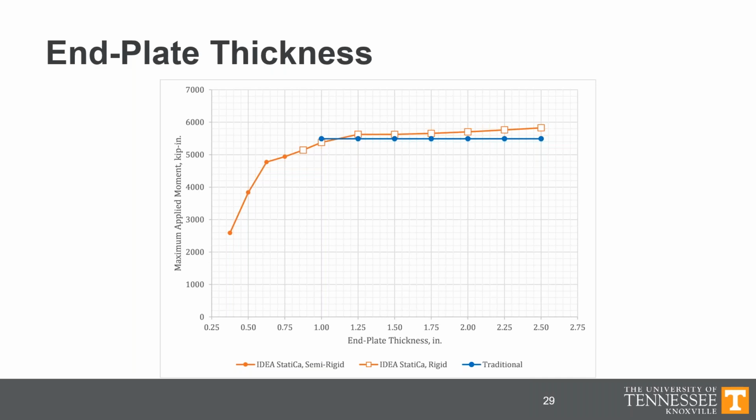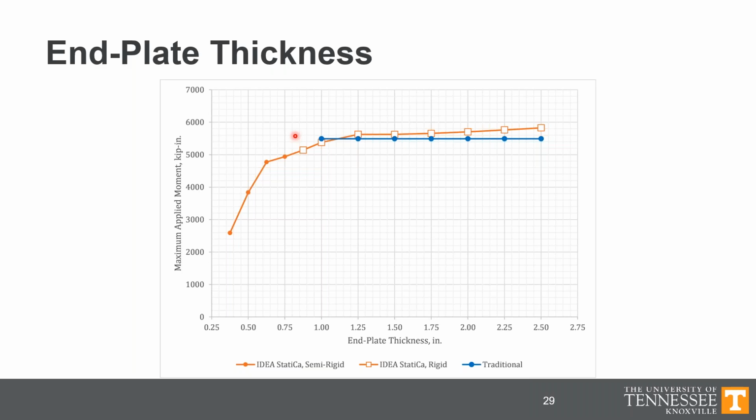I think there are a lot of interesting observations that can be made from this plot. For one, IDEA StatiCa does capture reductions in strength when the plate gets thin and flexural yielding of the end plate starts to control. The traditional calculations don't, and they don't because there's really not guidance for these thinner plates. There's not guidance for these thinner plates because prying action can start to occur, and the guidance is that you just make your plate thick enough that prying action will not occur.